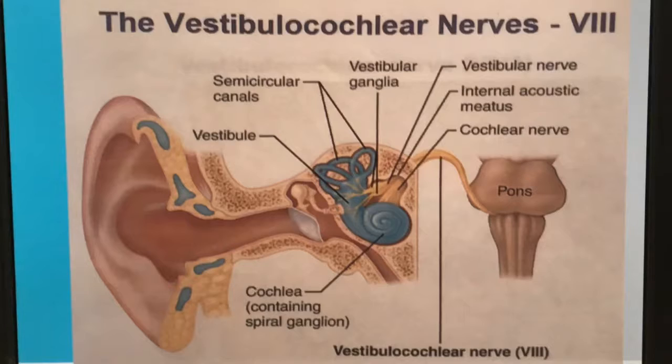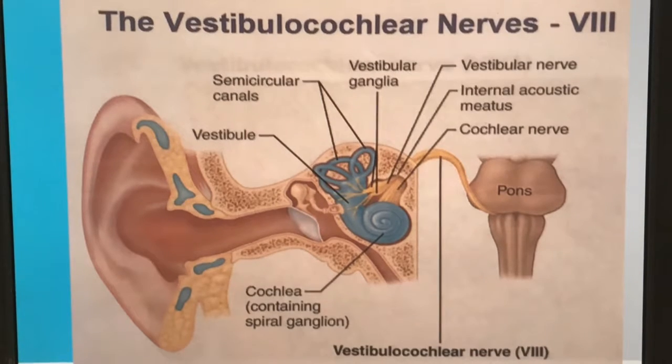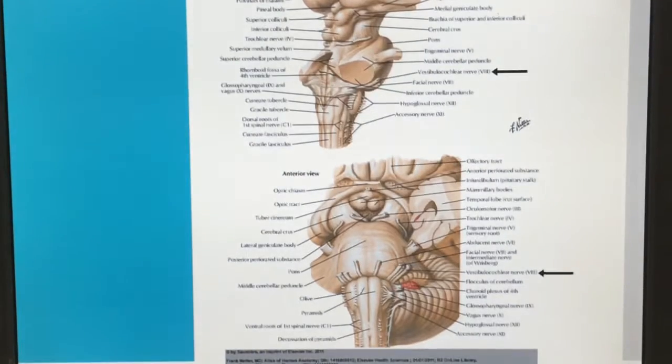Here's a picture of the vestibulocochlear nerve. You can see where the vestibular portion attaches to the semicircular canal. The cochlear portion attaches to the cochlea, and you can see how it combines going through the internal acoustic meatus all the way to the junction of the pons and the medulla. This is showing you a picture of the pons and the medulla. You can see the arrow pointing to where the vestibulocochlear nerve is located.